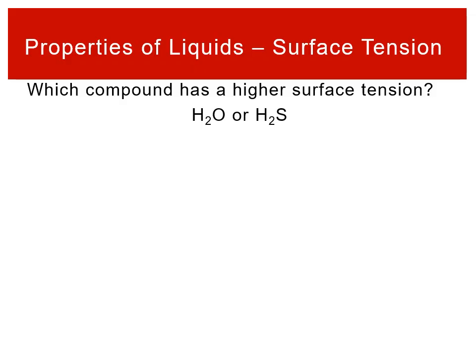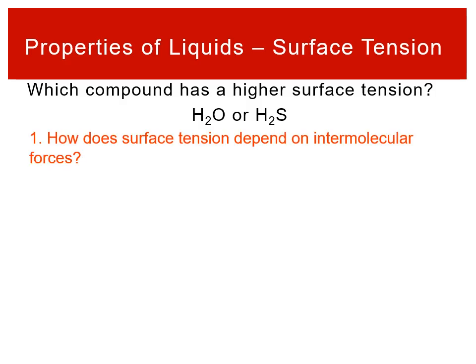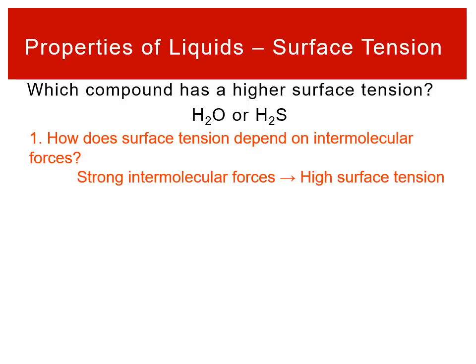Let's look at an example of making a prediction about surface tension. Which compound has a higher surface tension, H2O or H2S? Whenever we're dealing with liquid properties, especially surface tension, and we want to make a prediction about the relative values, we always want to think about how that property depends on intermolecular forces. We have H2O and H2S. They may have different intermolecular forces. How will that inform our surface tension? Strong intermolecular forces lead to high surface tensions. Molecules do not want to move to the surface. They want to stay in the bulk.